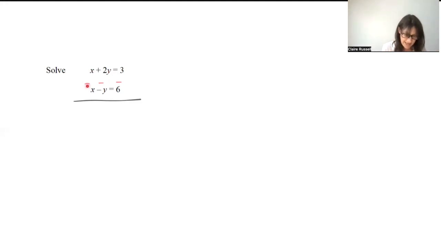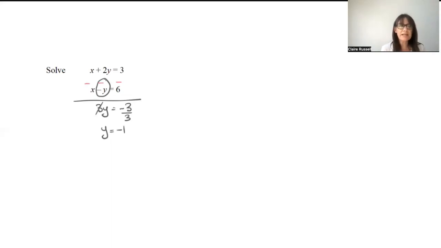So x take x, the x's have gone. That's the point of the method, so that's all good. The next one is 2y minus -y. Those 2 negatives are going to make a positive, so I'm going to be adding, giving me 3y. But then 3 minus 6 is minus 3. So divide through by the 3, and y is equal to -1.